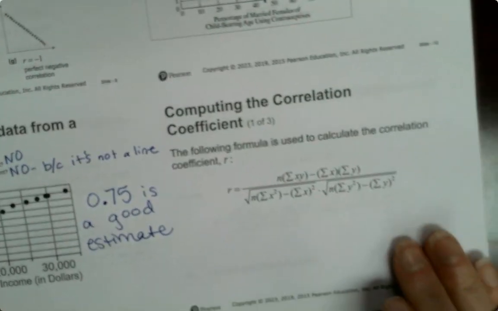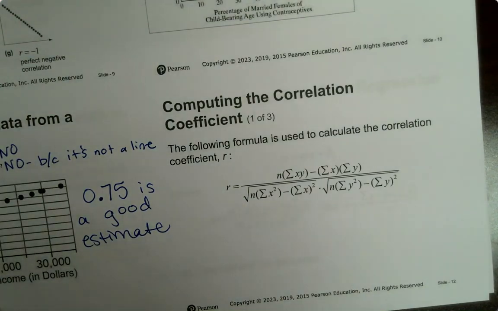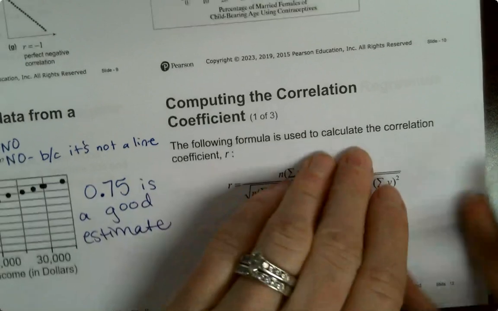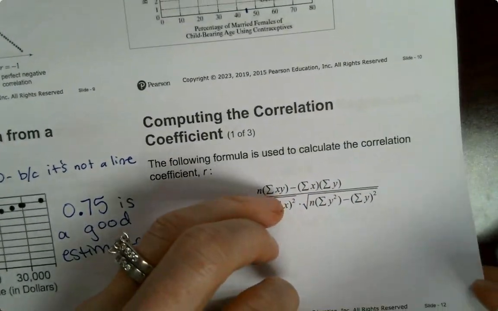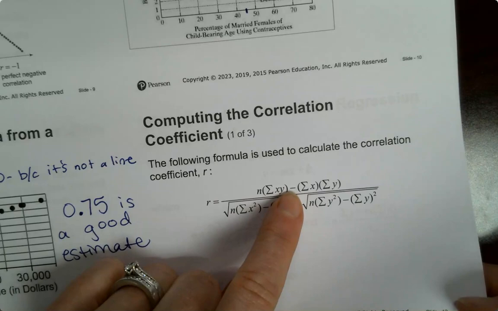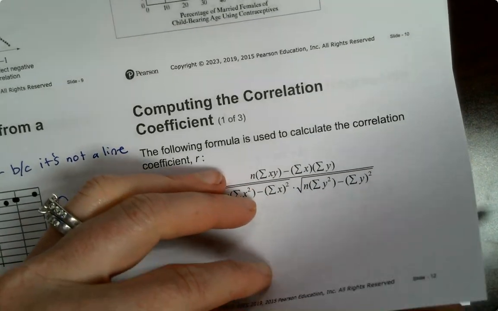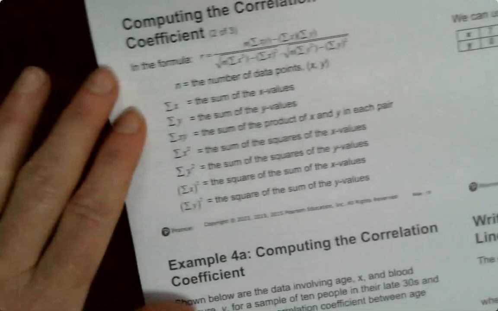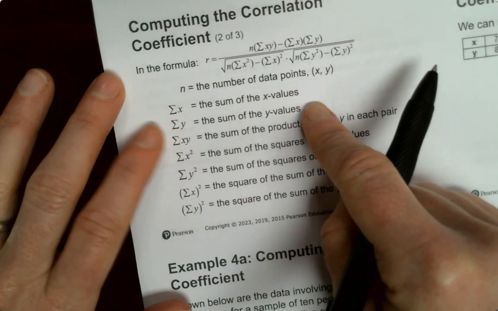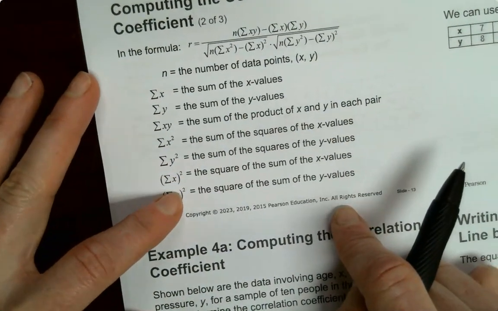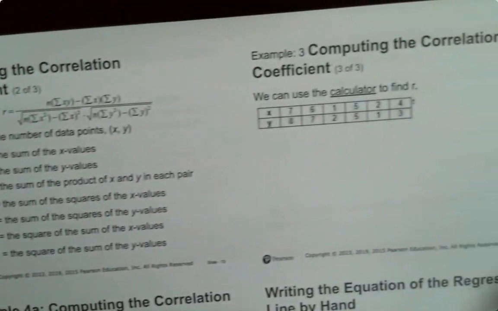Okay, so let me show you the formula for a correlation coefficient. That looks like a lot of fun, right? So we could do this by hand, but we don't have to because we are going to use the calculator. Here is what all these symbols mean. So we know the summation, we know x and y. N is how many values there are. So this tells you the sum of all x values, sum of all y values, sum of products, sum of squares. It's a lot. So I'm going to teach you how to use the calculator.